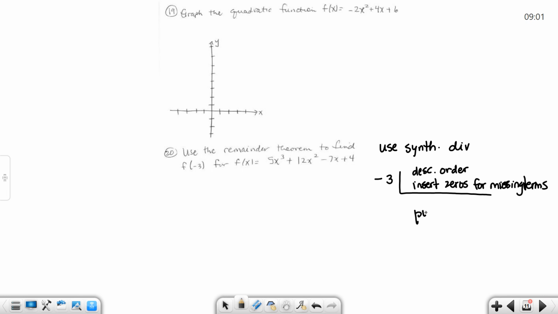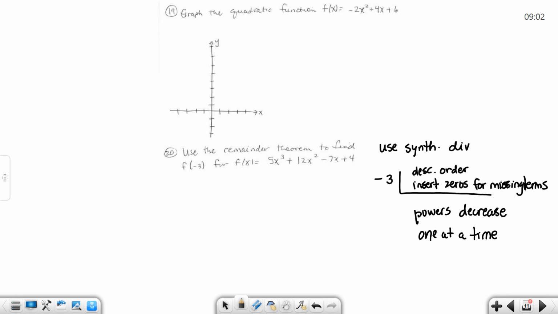That means we want the powers. What does descending order mean? It means decreasing. We want powers to decrease. And what we mean by missing terms is one at a time. We want powers to decrease one at a time. So if we start with a fifth power, the next thing we need is a fourth power. The next thing we need is a third power, and then a second, and then a first, and then a constant. So if you're missing a power, if you skip from a fourth power to a second power, you're missing the third power, you insert a 0.